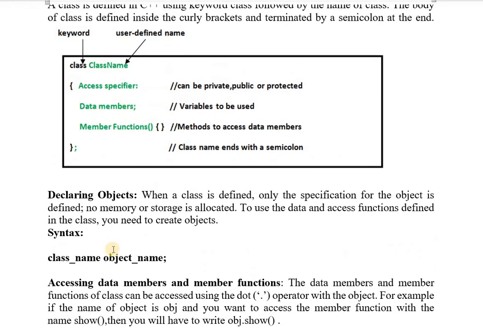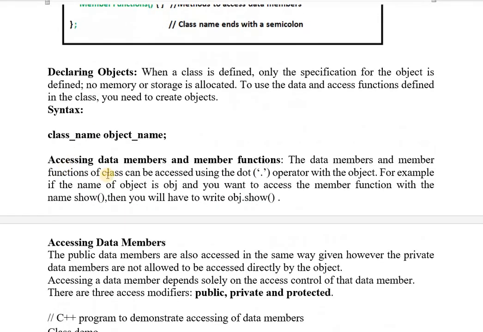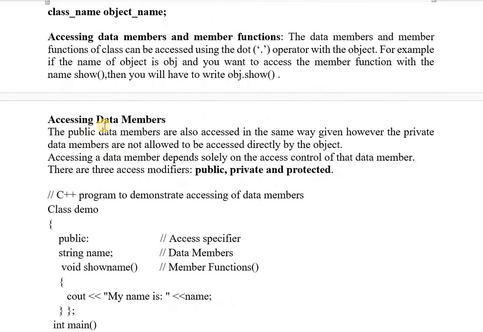So this is the way to declare or define a class, and this is the way to declare an object. This is the declaration, and when you assign some value to this object with the help of constructors, it is called object definition. We can also define member functions inside the class as well as outside the class.